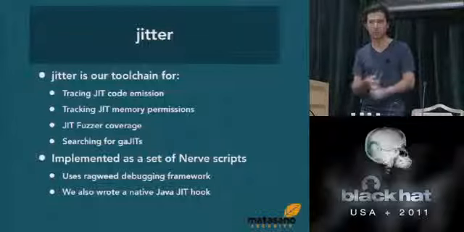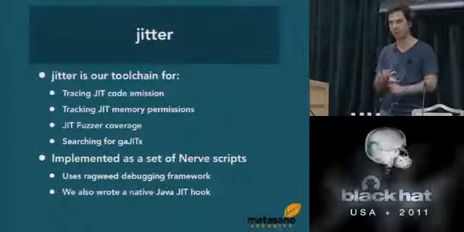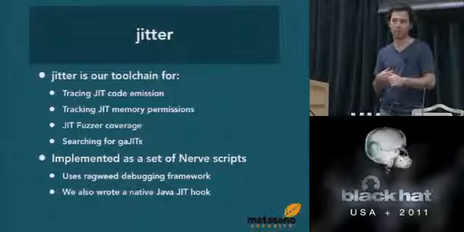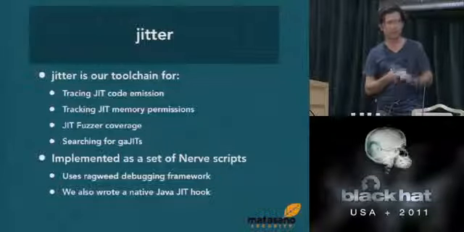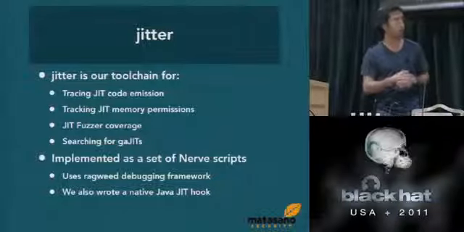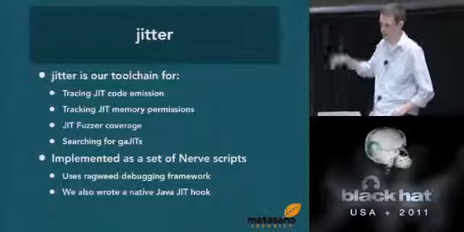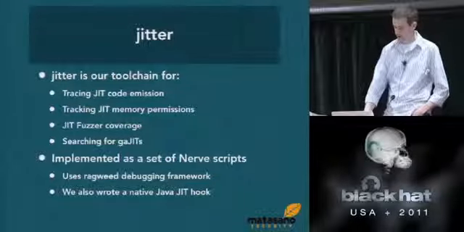Jitter lets you trace JIT code emission. It lets you track various changes in memory protections. It lets you instrument what your JIT fuzzer is doing. And there's an independent class that lets you search for gadgets. And all this, like Jan said, is implemented as Nerve scripts, which is a tool that exists right now on GitHub. We just used it to create this toolchain.